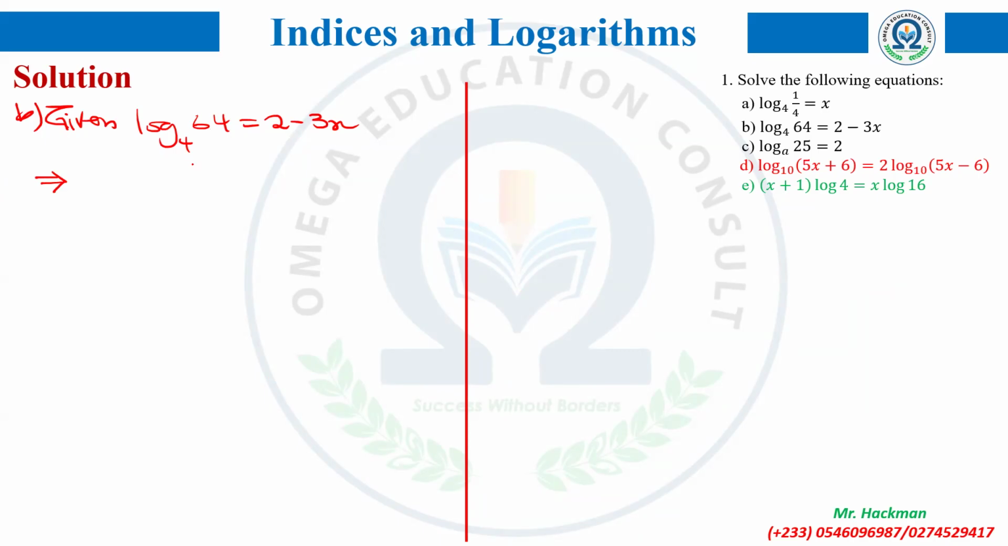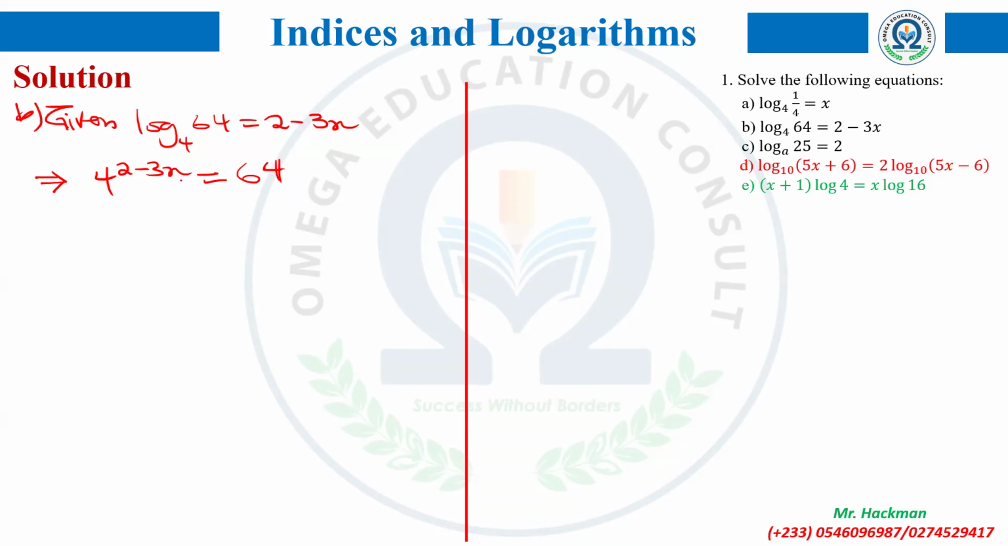If you switch, it will be 4 to the power of whatever we have here should be equal to 64. So it's 4 to the power 2 minus 3x is equal to 64. All correct? Please, are you following? Yes, please. Okay, very good.